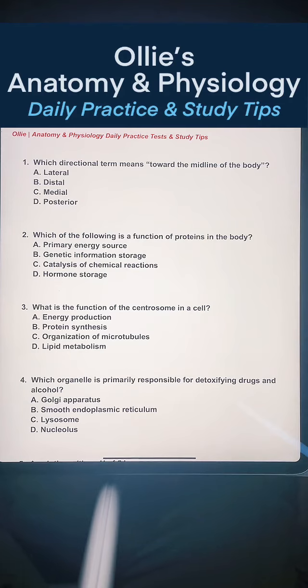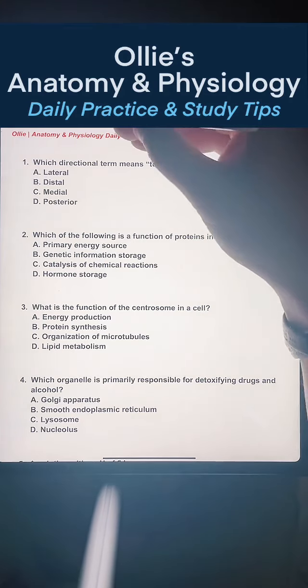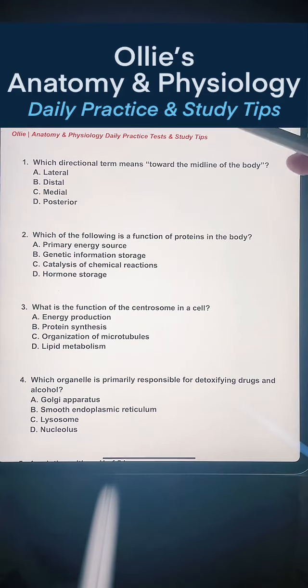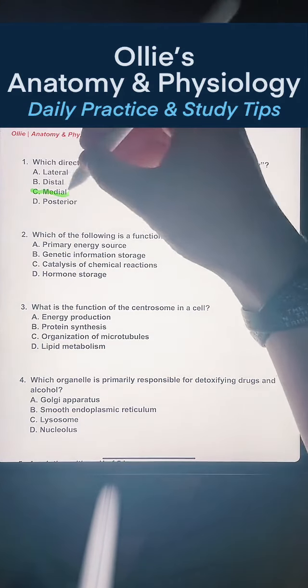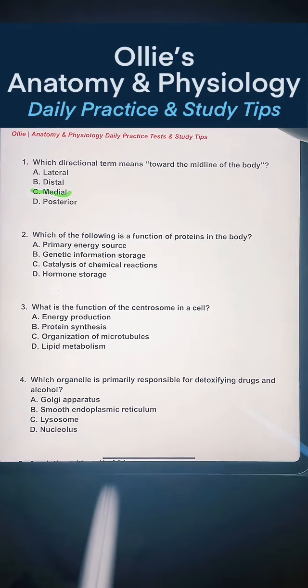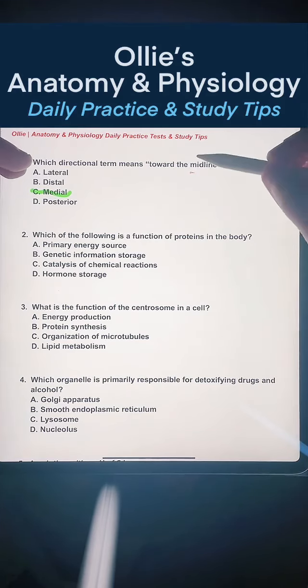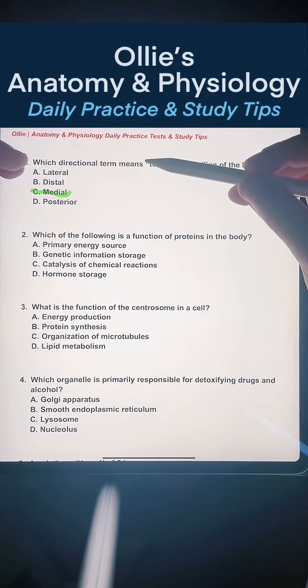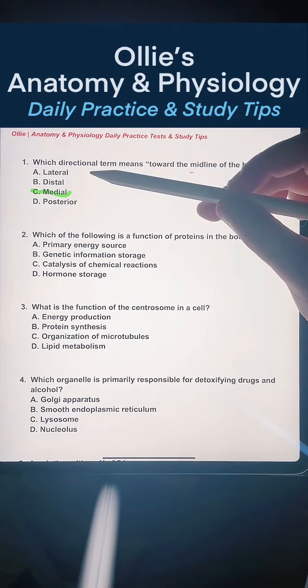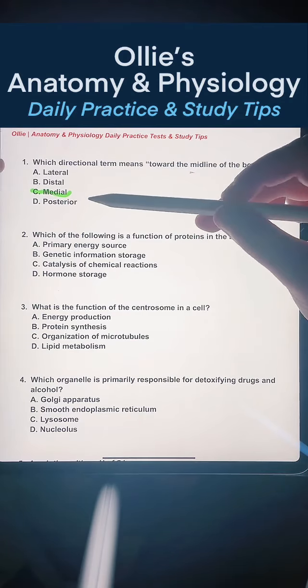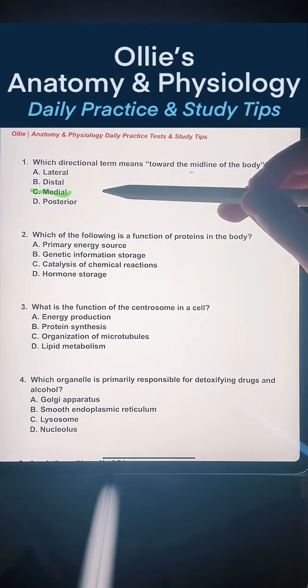We're on number 1 now, which asks which directional term means toward the midline of the body. What do you guys think? I'm seeing a lot of C's. Perfect. The answer is C. It is medial. Medial means closer towards the midline of the body. If you think about it, M is mid. And lateral means away from the midline. Distal means farther from the point of attachment. Proximal would be closer to. And posterior is going to be toward the back.